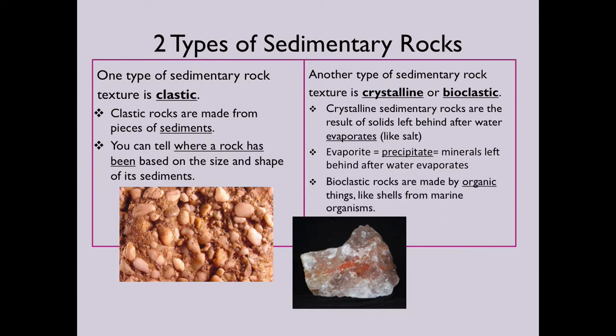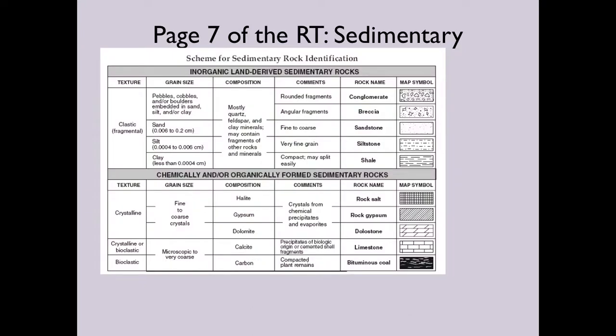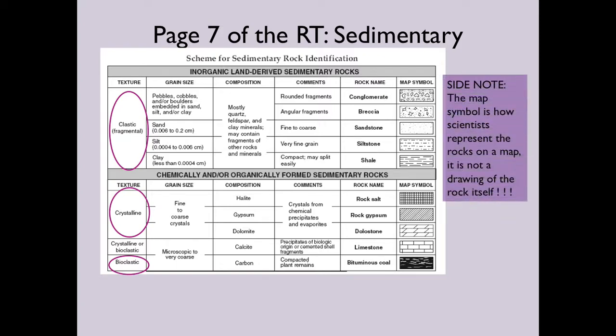Bioclastic rocks are made by organic things like shells and other marine organisms. They can also be made of plant remains. Anytime you have things that are living in the actual rock material, we call it bioclastic texture. So you can find that information in the chart here: clastic, crystalline, bioclastic, and then there's the one that could be either crystalline or bioclastic.